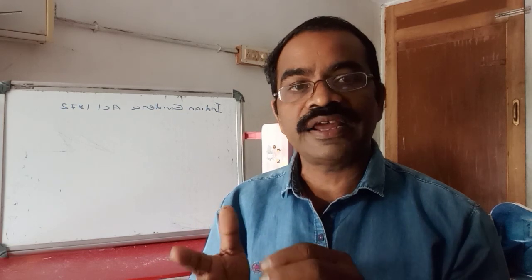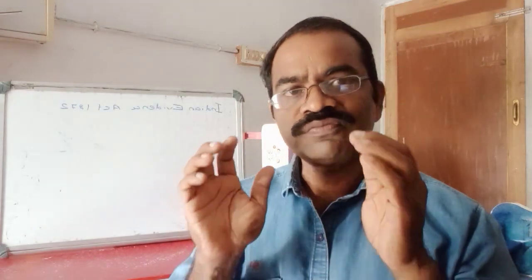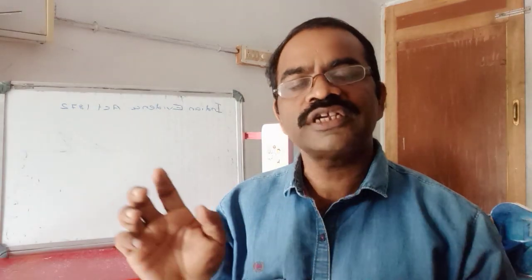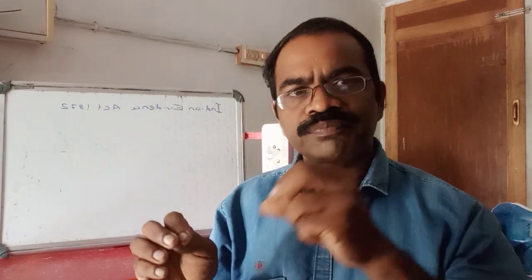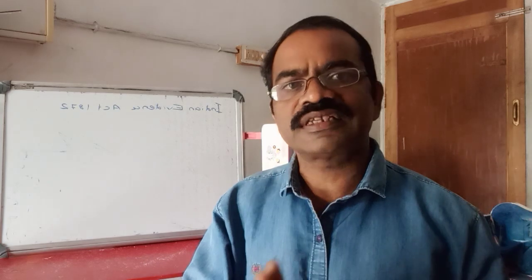It contains 167 sections, divided into 3 parts. The first part, sections 1 to 55, is interpretation of words and relevancy of facts. The second part is sections 56 to 100. It deals with facts which need not be proved, documentary evidence and oral evidence, and exclusion of oral evidence by documentary evidence. The third part contains sections 101 to 167.